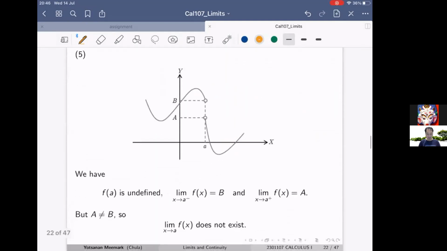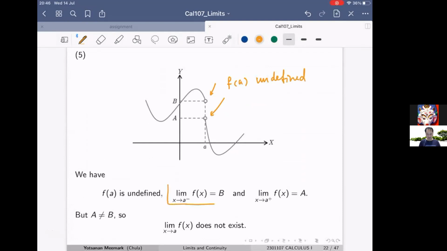And this one is another tearing apart, but your function value, your f at a, either way is undefined, right? So same thing, the limit as x goes to a from the left, so from here, right?